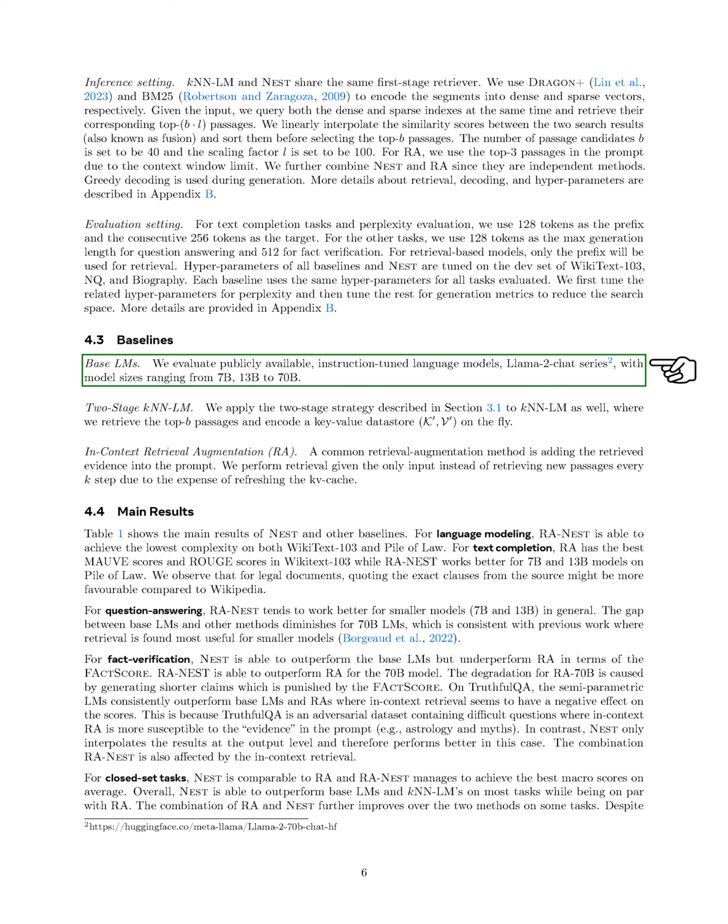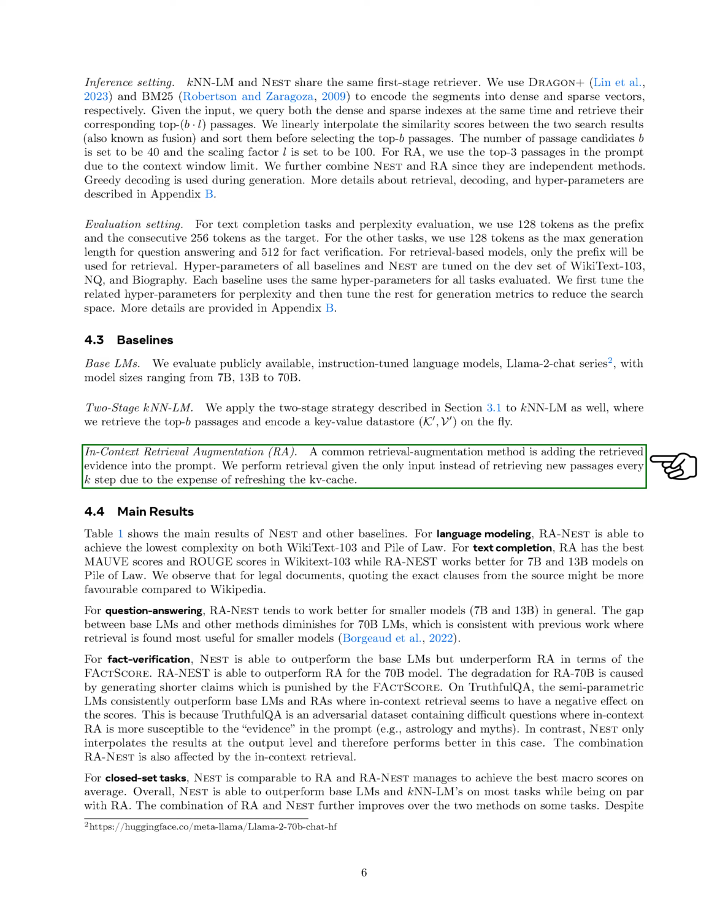We evaluate publicly available instruction-tuned language models, specifically the Llama 2 Chat series with varying model sizes. Additionally, we apply the two-stage strategy to kNN-LM and utilize in-context retrieval augmentation, RAW, by adding retrieved evidence into the prompt without refreshing passages frequently.